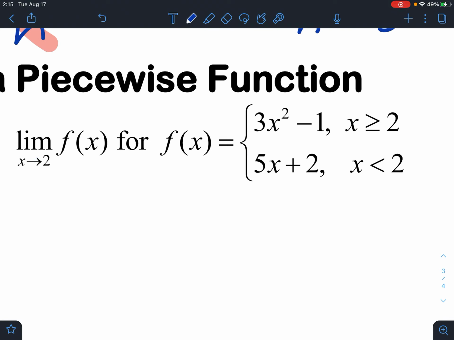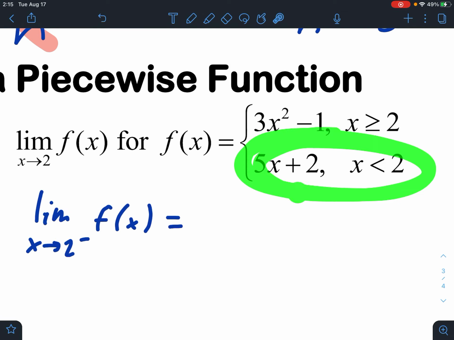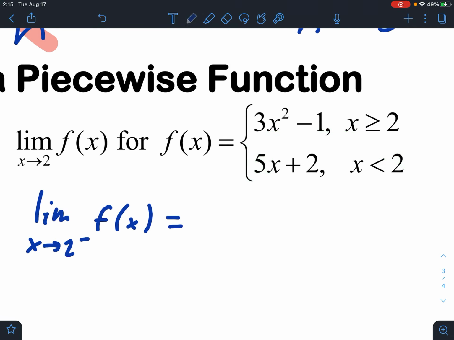But unfortunately for us, we're looking at 2. And 2 is where this function is split. So what we've got to do is a left-hand, right-hand limit and see if they match. So limit as x approaches 2 from the left of f of x. So which one is the left? This one is less than 2, so that's going to be from the left. So if we put 2 in there, we get 5 times 2 plus 2, which is 12.